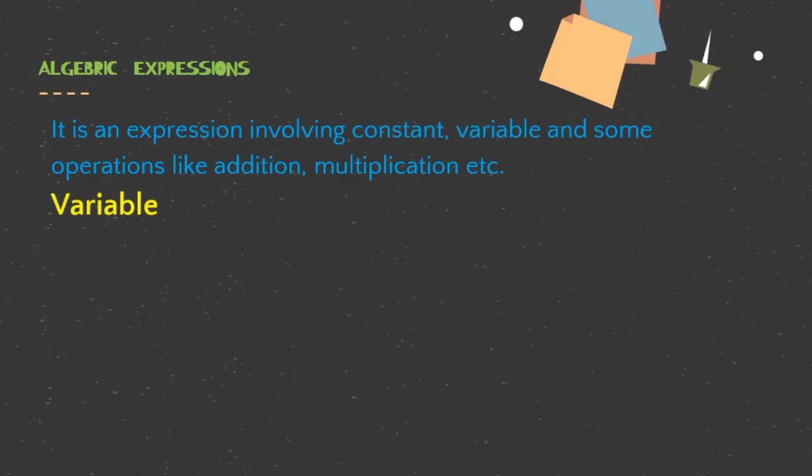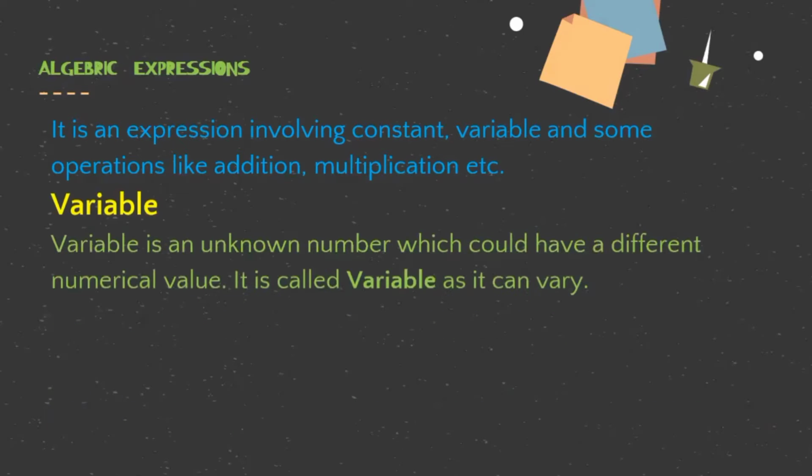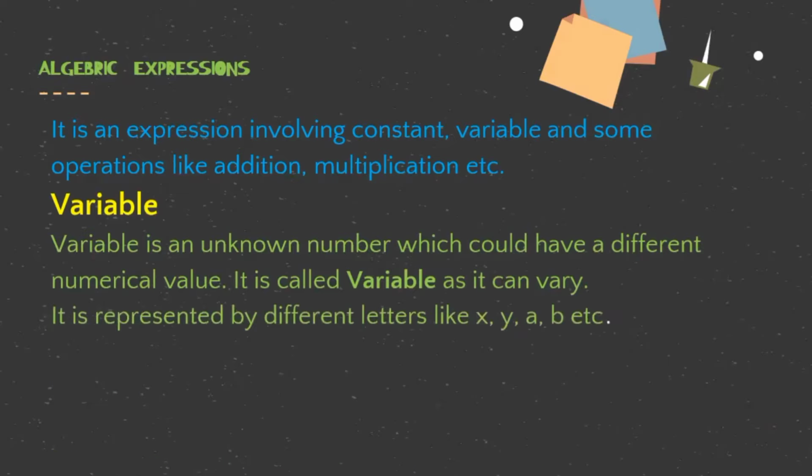Now the new term is variable. A variable is an unknown number which could have different numerical values. In an equation, the particular alphabets for which we need to find the value are called variables. They are represented by different letters like x, y, a, b. Sometimes they are also represented by u, v, w.